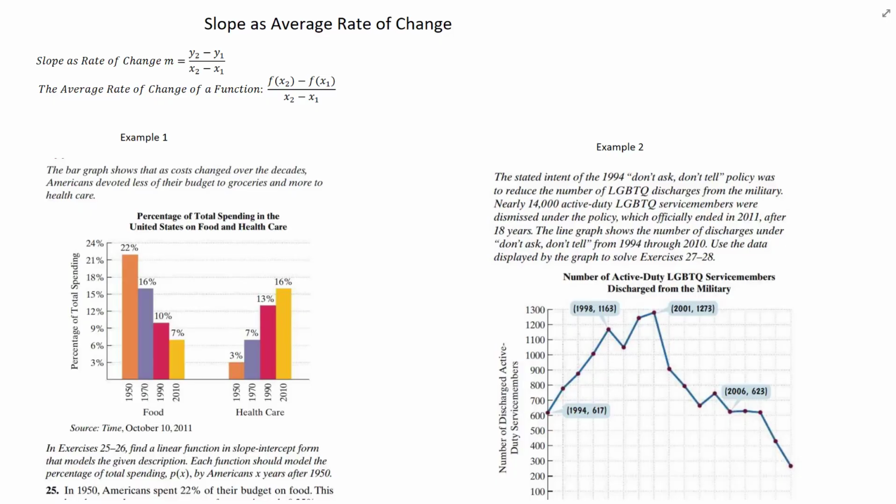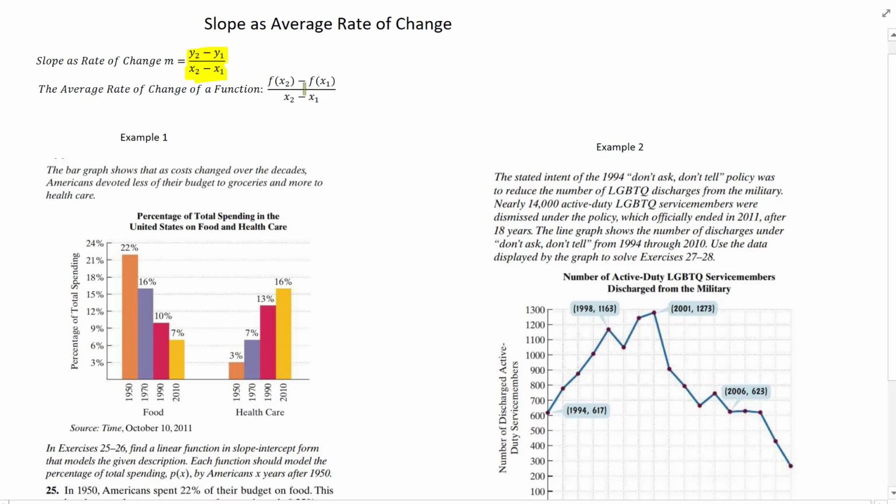In this video, we'll solve two application problems that involve slope as average rate of change. So, the slope as rate of change is still defined by the same formula because it represents the change in y over the change in x.